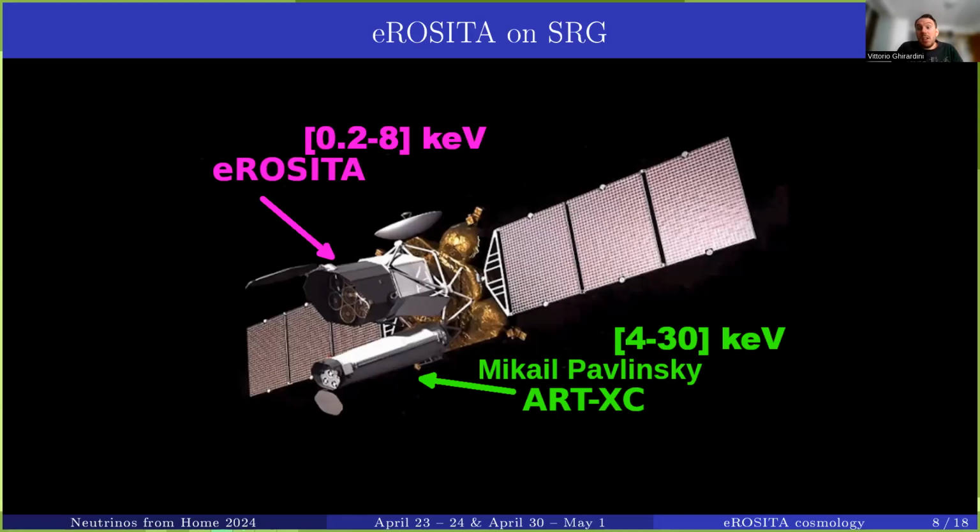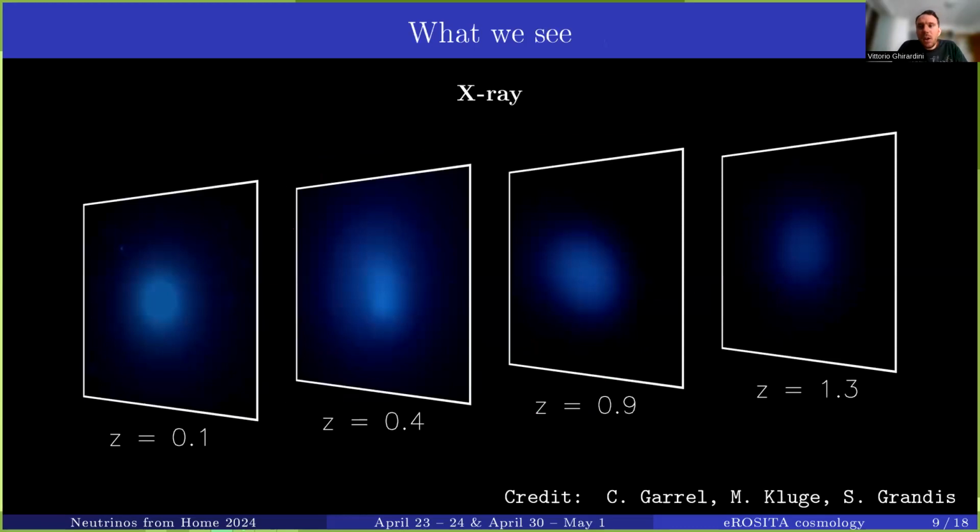In particular, eROSITA is a soft X-ray instrument with a very large field of view, which is capable of scanning large areas of the sky efficiently, so quickly. So we are actually doing an all-sky survey in a relatively decent amount of time. We're able to do one all-sky survey every 6 months, which is a good rate. And this is what clusters look like in actual eROSITA images.